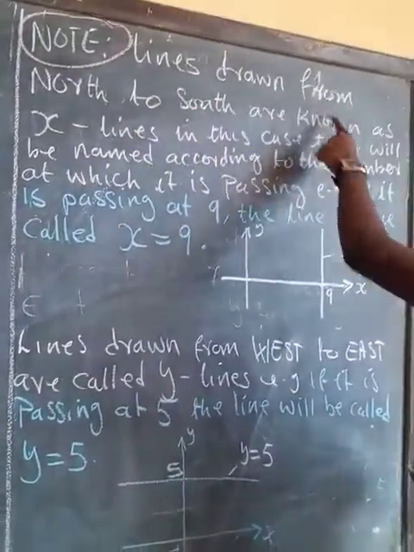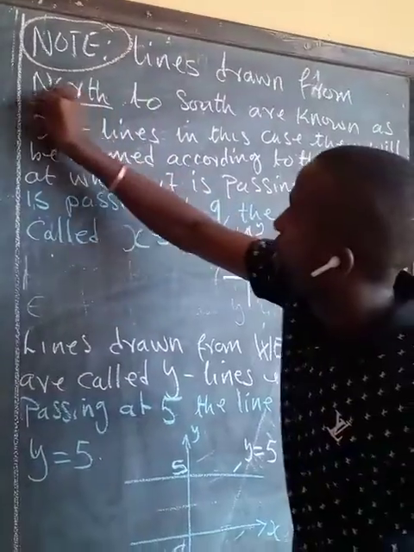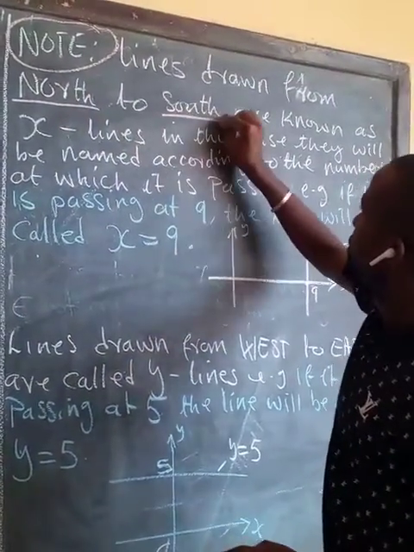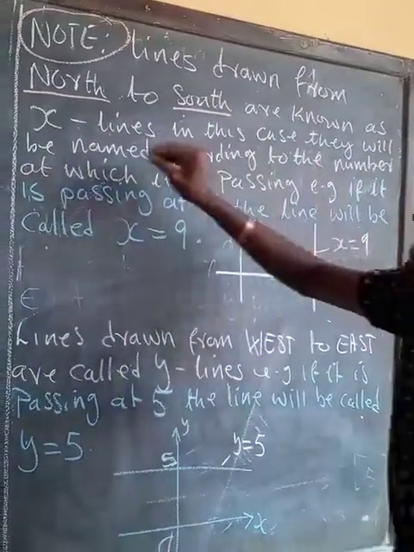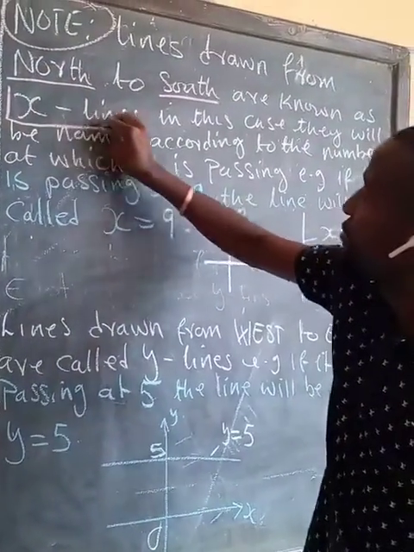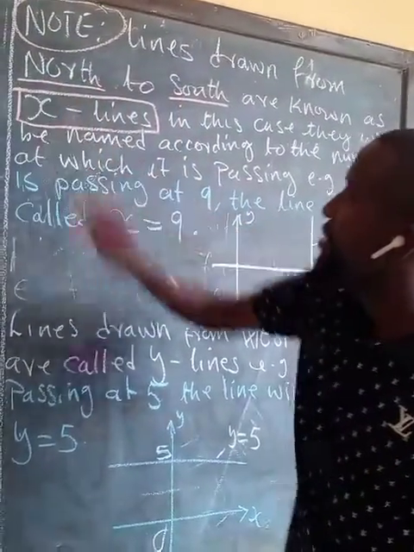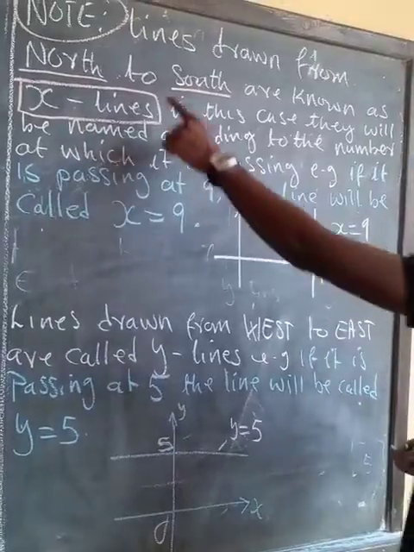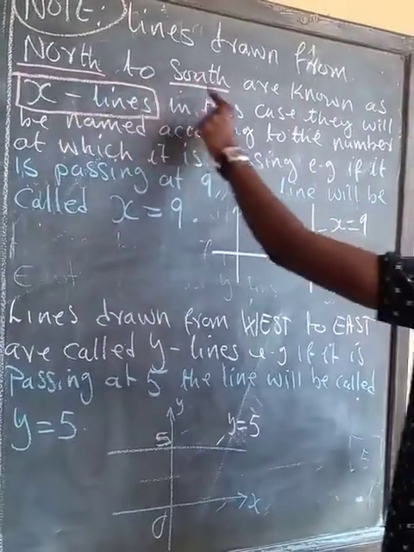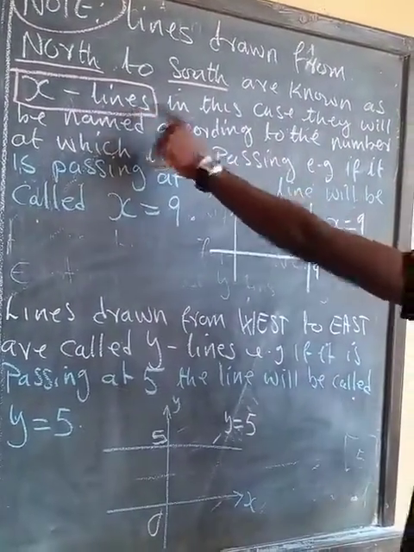Lines drawn from north to south are known as X lines. This is very, very important. If you know this, we are going to have no problems. Lines drawn from north to south are known as X lines.